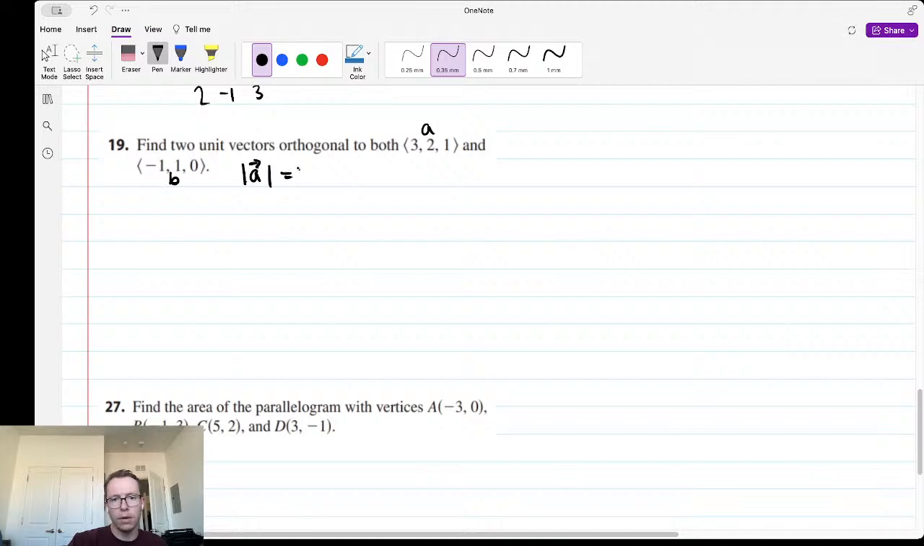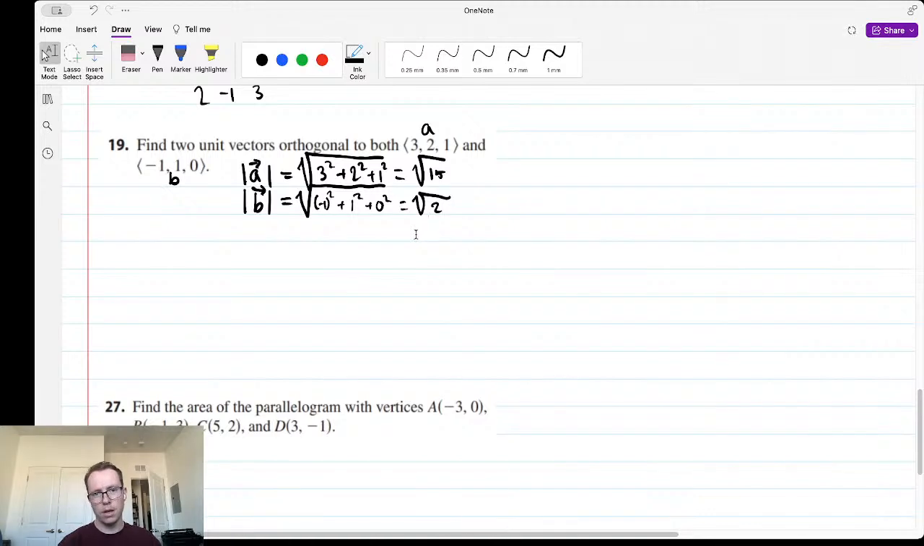So the magnitude of that one is going to be 3 squared plus 2 squared plus 1 squared, which equals 9 plus 4 is 13 plus 1 is 15, so square root 15. Okay, and then magnitude of B is going to be square root of negative 1 squared plus 1 squared plus 0 squared, which equals square root of 2.